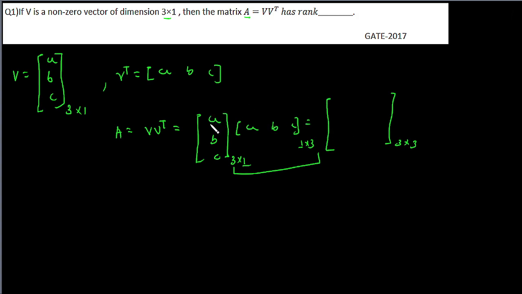So here the first element will be this first row multiplied with this first column, so it is just A into A. Now the second element, this A multiplied with this B, so it's AB. Now the third element, this A multiplied with this C, so it gives AC. Now for the second row, B multiplied with A, so we can say AB. Now B multiplied with B, so B into B. Now B multiplied with C, so BC. Now in the last row, we have C multiplied with A, so AC. Now C multiplied with B, so BC, and C multiplied with C, so C into C. Now we have to find the rank of this matrix.